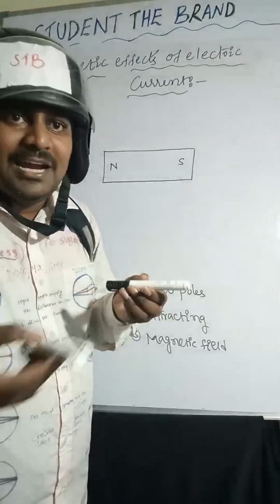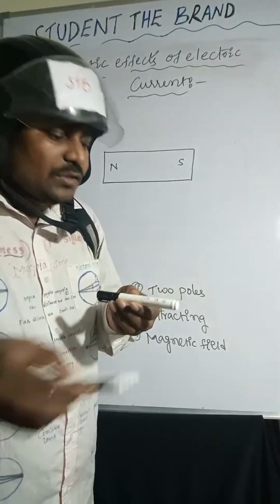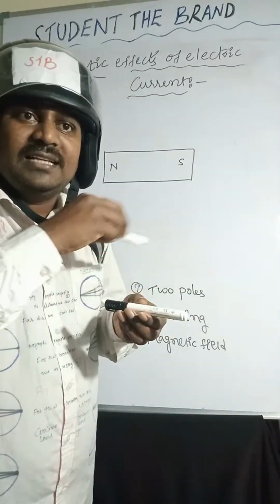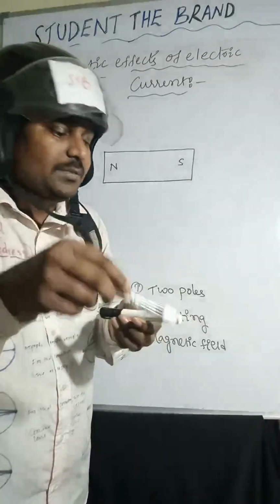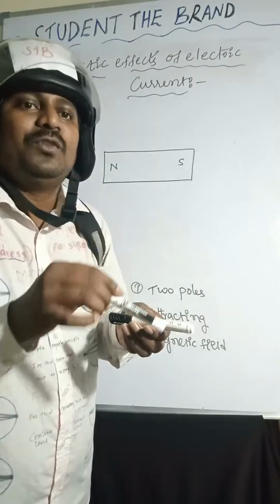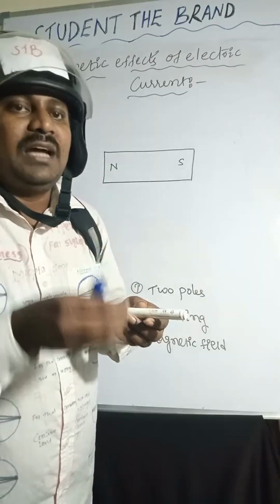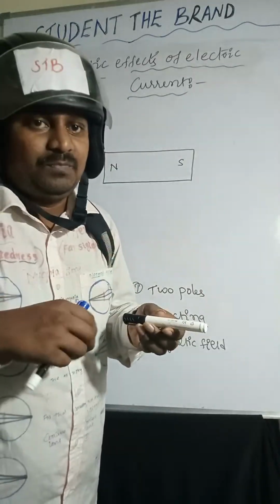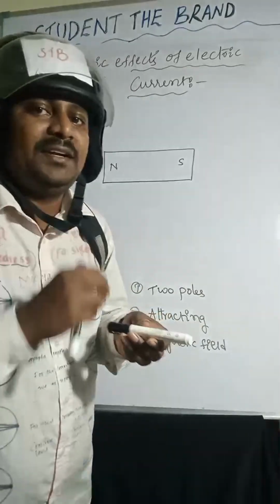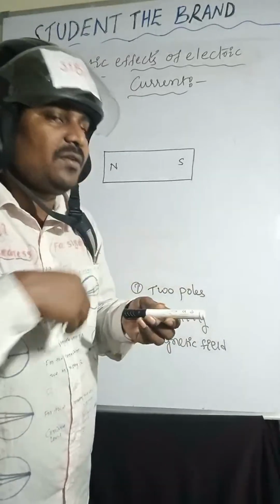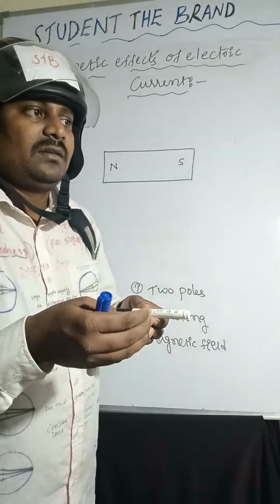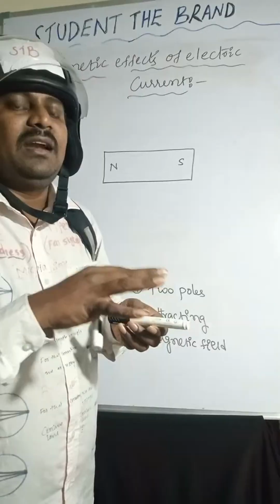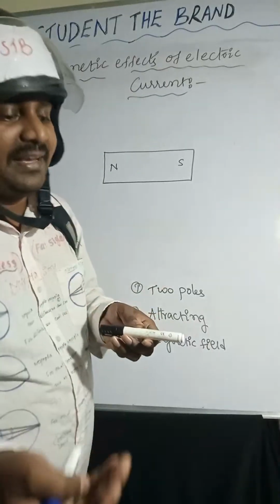So if you take it beyond that point, it won't attract. It works only up to a certain range. That's why I said the space around the magnet, the space around the magnet in which its force and its influence are felt, is called the magnetic field. Or, the region around the magnet in which the magnetic force is exerted.